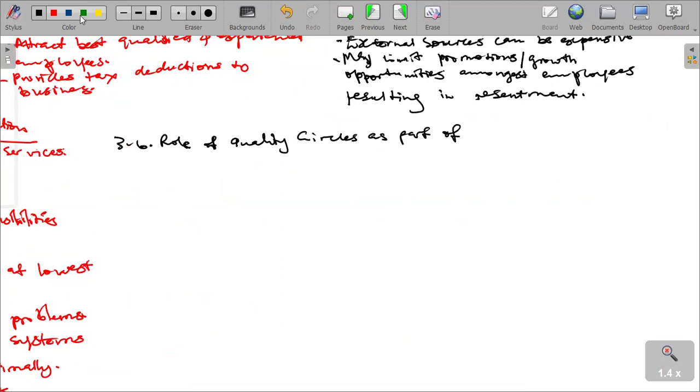The role of quality cycles as part of continuous improvement to processes and systems.